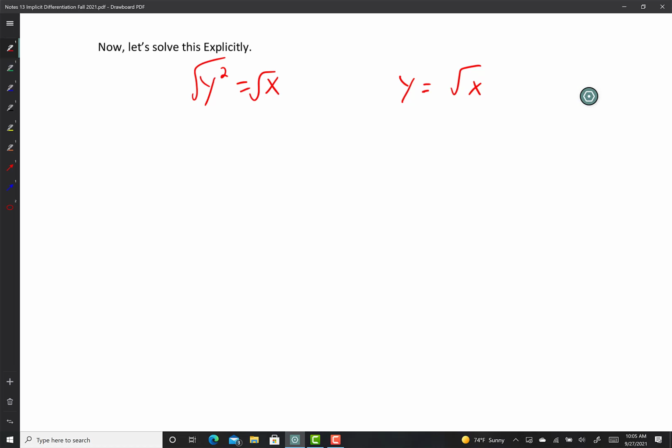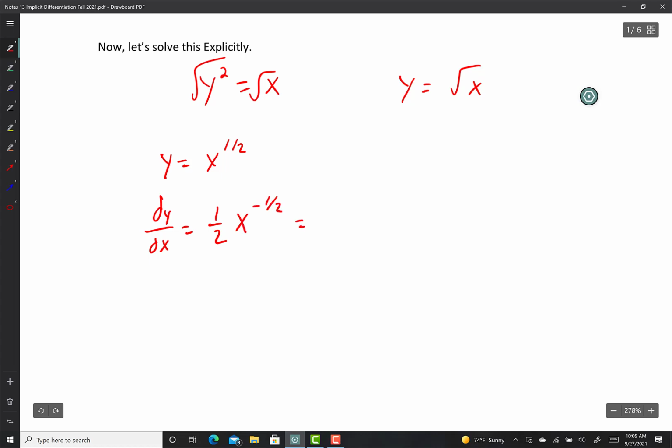Now, if I tell you to take this derivative, I'm going to rewrite it first. y equals x to the half. And I don't think anyone has any trouble with this. dy/dx equals, and you just take the derivative of that, which is 1/2 x to the negative 1/2, which you would write as 1 over 2 square root of x. Are we still okay? Yes.